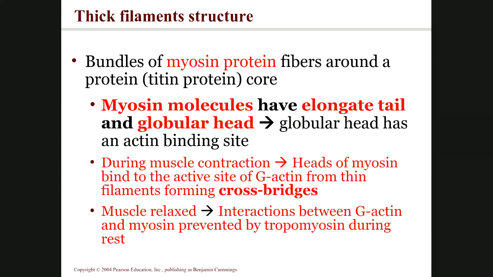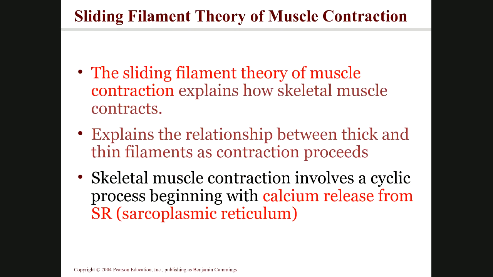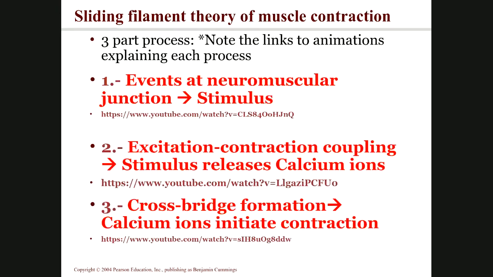The theory that explains how skeletal muscle contracts is called the sliding filament theory of muscle contraction. And the sliding filament theory of muscle contraction has three parts. It has the events at the neuromuscular junction, it has excitation contraction coupling, in which calcium is involved, and then cross-bridge formation, in which again calcium is going to be available.